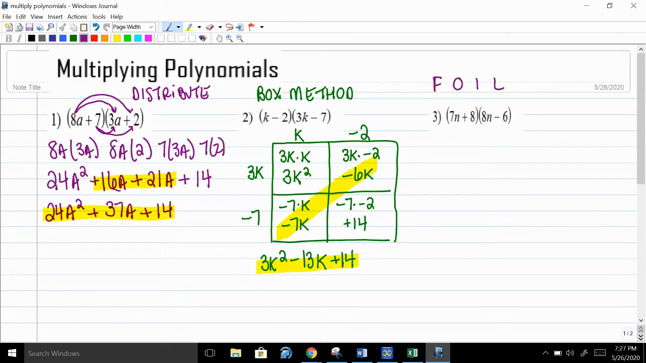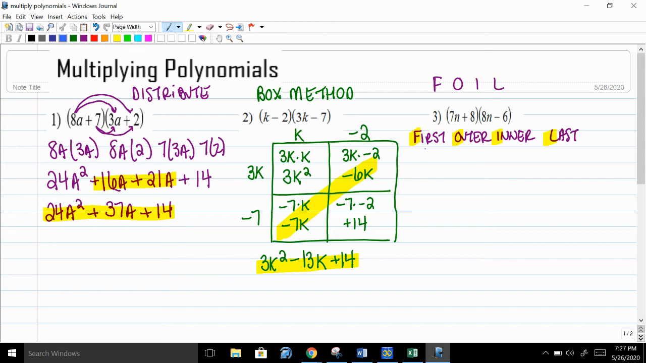FOIL: First, Outer, Inner, and Last. Okay, so if you look at the first letter of each, there's your FOIL. Basically, this just gives us, like I said, a little bit of structure.